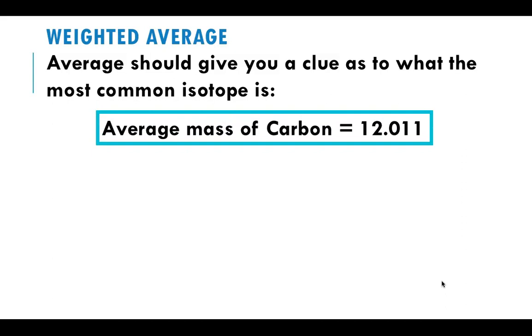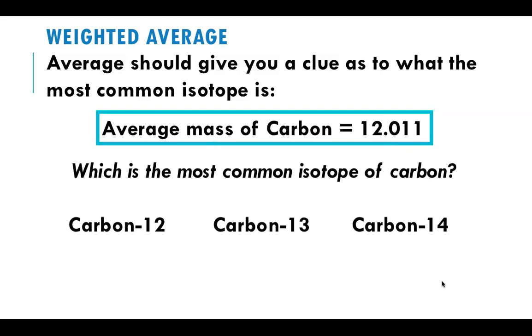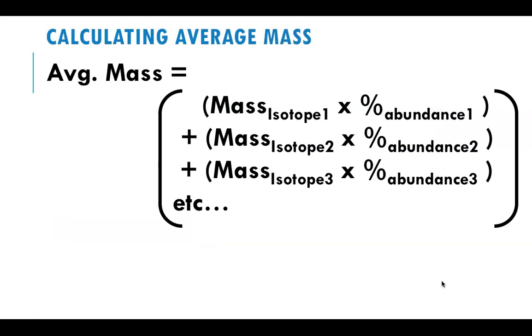So again, average mass of carbon, 12.011, directly off the periodic table. Based on that idea, which one should be the most common? Now I know you know the answer, carbon 12, because you saw the most abundant on the previous chart. 98% plus was carbon 12. So calculating average mass is pretty straightforward.